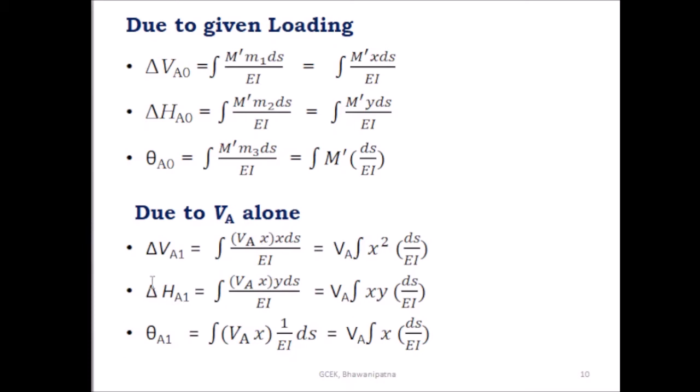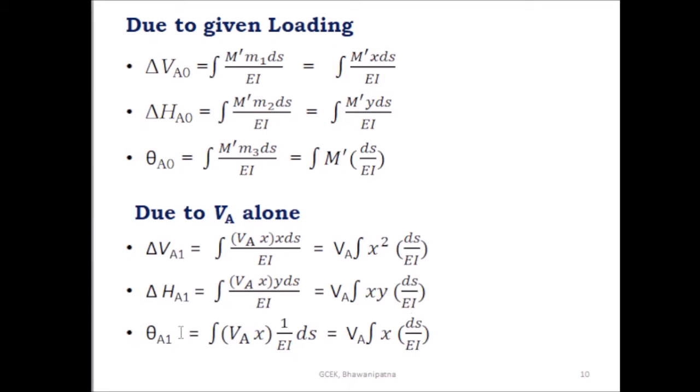Similarly, what is the change in horizontal displacement due to VA alone? That you can denote by delta HA1. So this is equal to integration VA x into y ds by EI. Then after simplification, VA integration xy ds by EI.